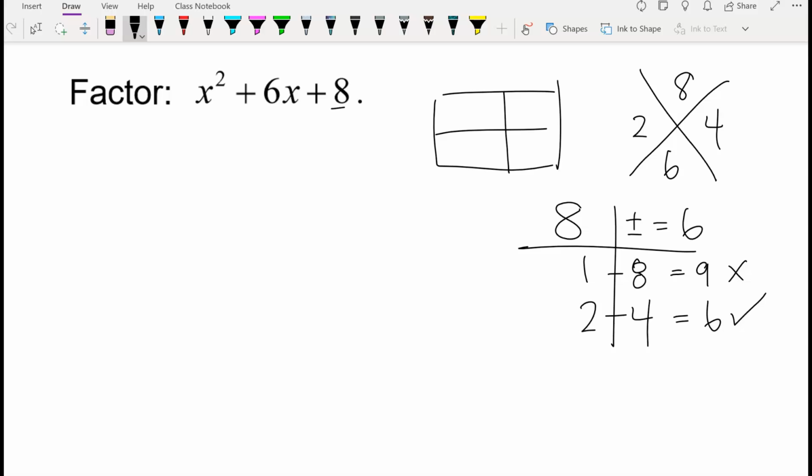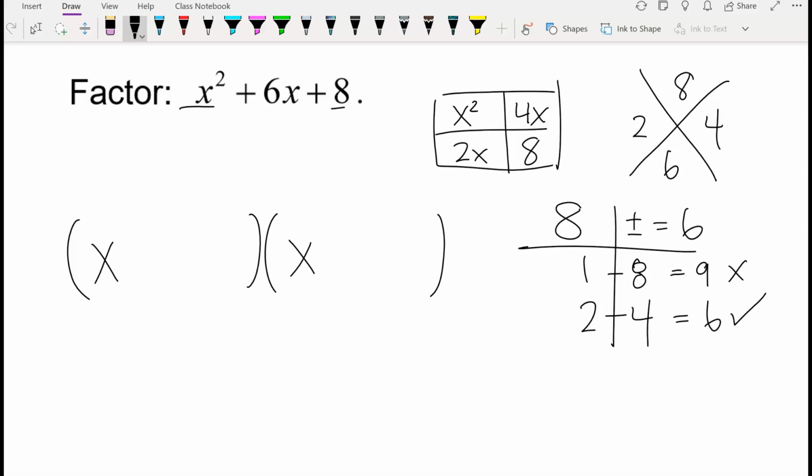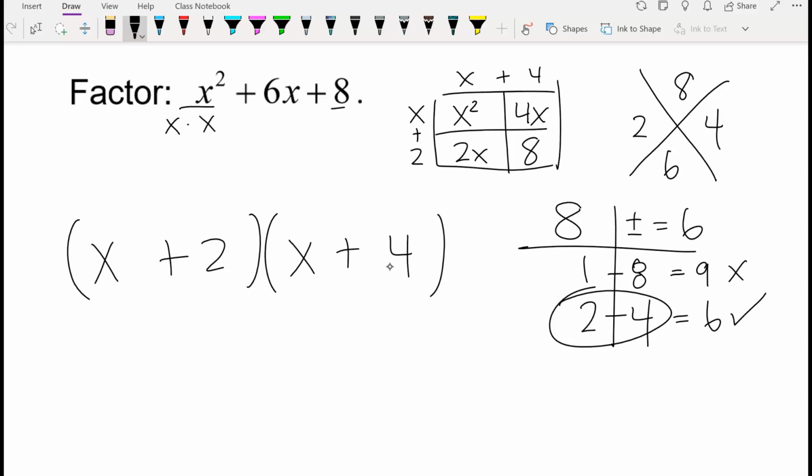And then here, it's x squared and 8. And then the 2x and 4x. So just know that that x squared is x and x. So that gets broken up into the two factors. And then you want to factor out what those have in common. Or you just know that those are going to be your numbers that go in your factors.